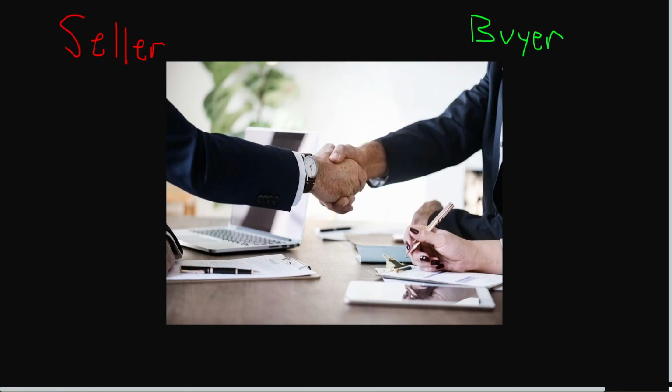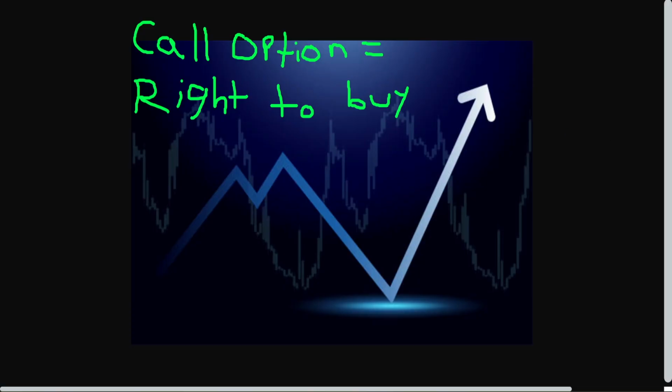Now, let's first talk about call options. Call options are what you want to think of when you believe a stock's price is going to go up. Think of call options as the right to buy. A call option gives you the right to buy a stock at a specific price for a specific period of time. The agreed upon price is called the strike price. Now let's use an example.